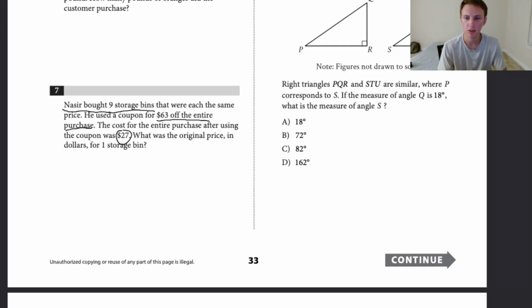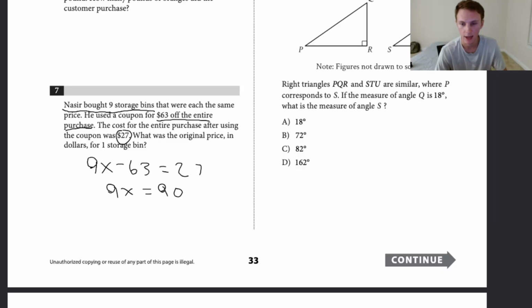So when you're given something like this with this wording, basically what they want you to do is make a linear equation and then solve it. We have 9, which is our slope, basically. We have x, that's the number of bins. We take 63 off of that, and then we're left with 27. And then we just solve it for x. That'll be 9x equals 90, and then x equals 10. So all you have to do is make an equation and then solve it.